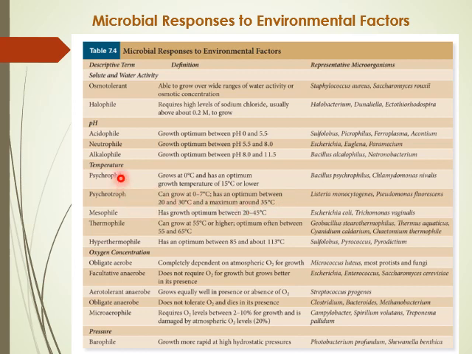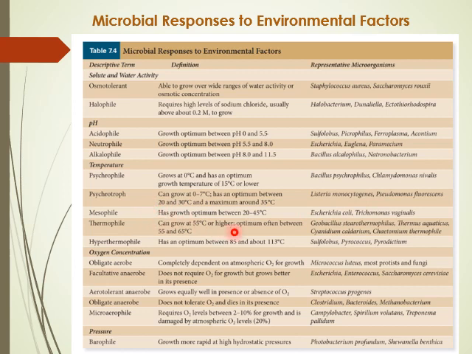Okay, psychrophile. The bacteria must be able to grow below 15 degrees Celsius. At higher temperatures, you can call it a psychrotroph. So these are the examples of the bacteria.